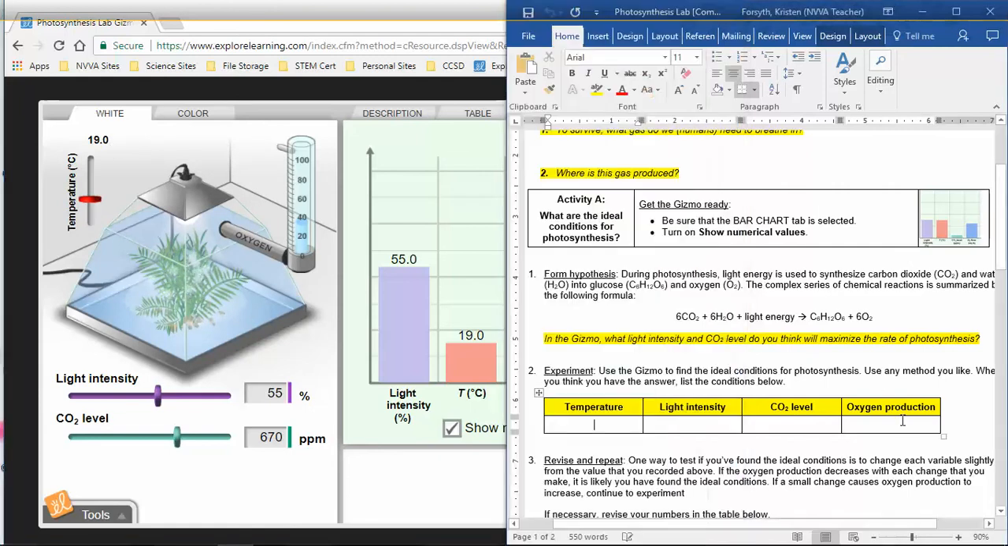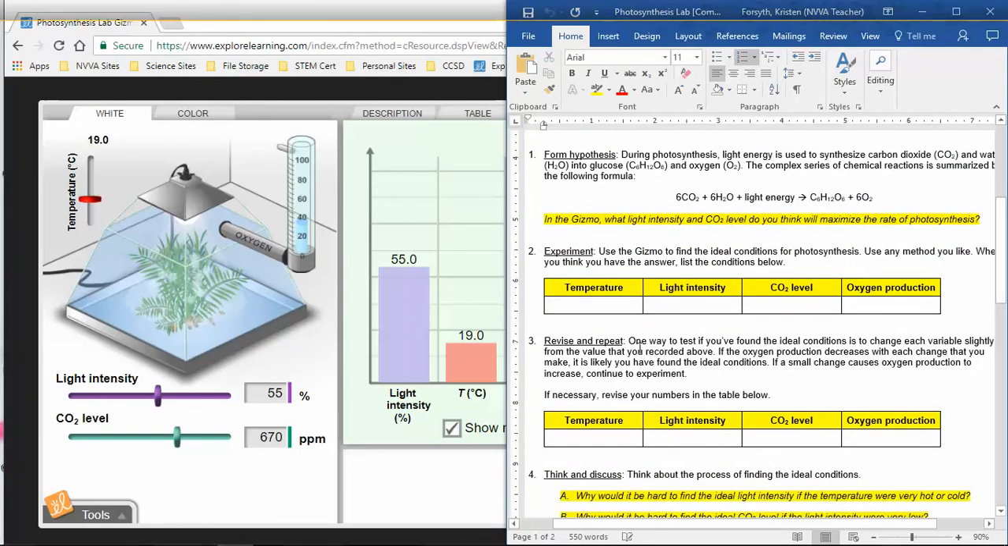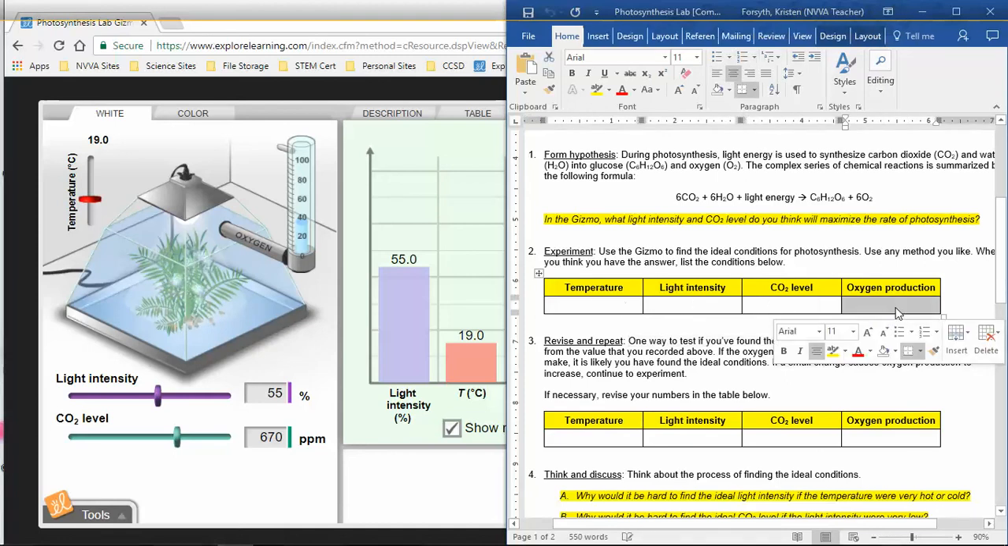Is that the ideal condition? We're not sure yet, but that's what you think the ideal condition is. Okay? Step 3 says revise and repeat. Now here it tells you how to find the ideal conditions. So this is just you playing around and trying to figure out what the ideal conditions would be for photosynthesis. What do I think it means if it's ideal?